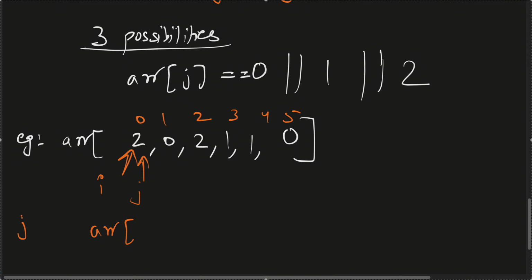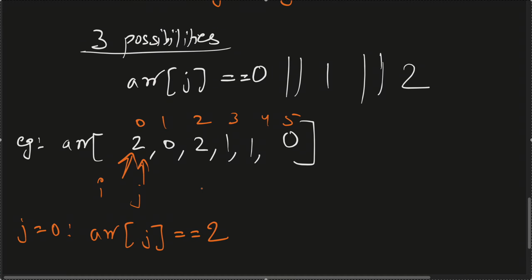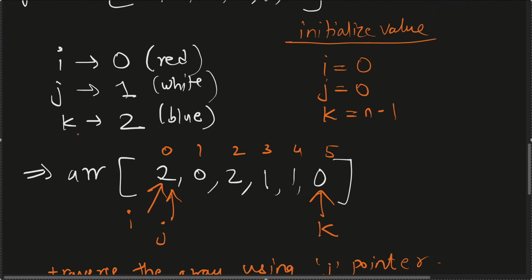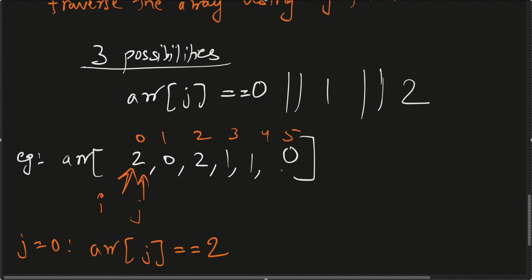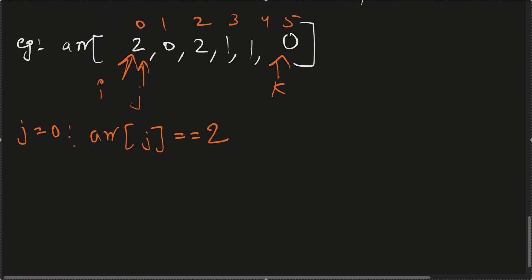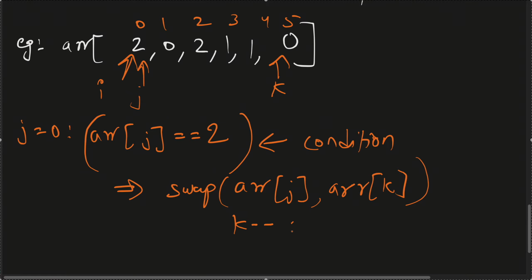So when j is 0, then array of j is 2. That means, see here, we have represented 2 with k, right? So this 2 should ideally be present on the k side, and this is our k. So if array of j is 2, what we'll do is swap array of j with array of k, and then we will decrement the k pointer, right?